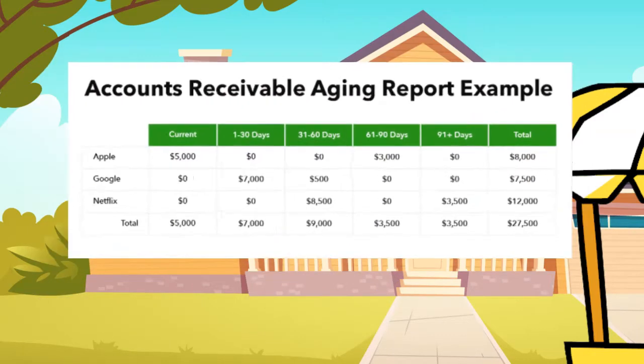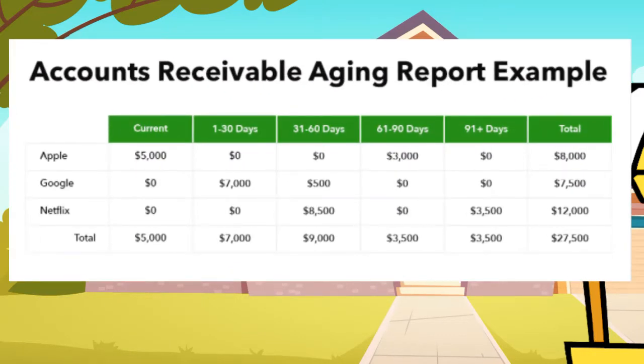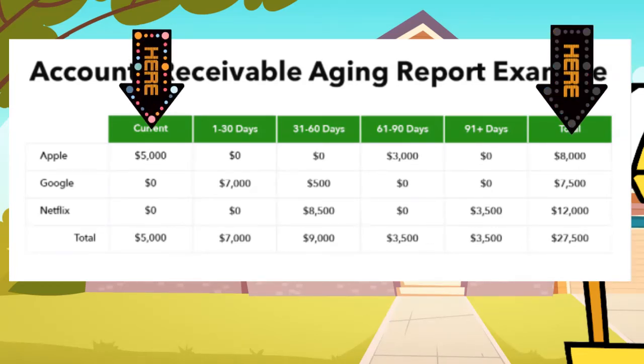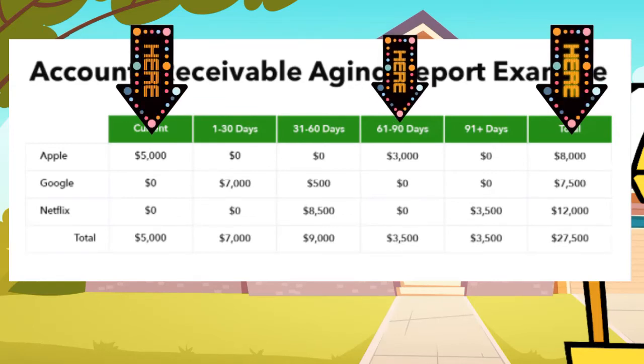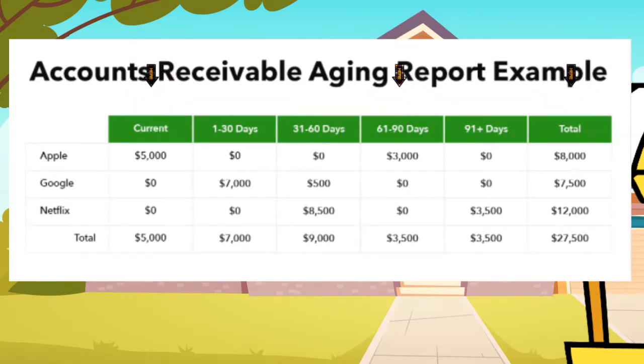Let's take a look at this AR aging schedule I found to use as an example. You can see that the total AR balance is $27,500. Oh, and they've spread out each customer's balance by age. So for example, Apple has $8,000 total and $5,000 is current, but $3,000 is between 61 and 90 days old. Yep, that's right, Lisa. Now let's make up a policy.